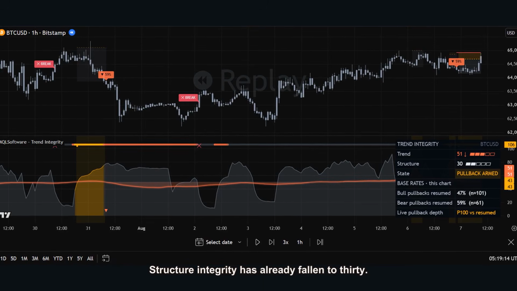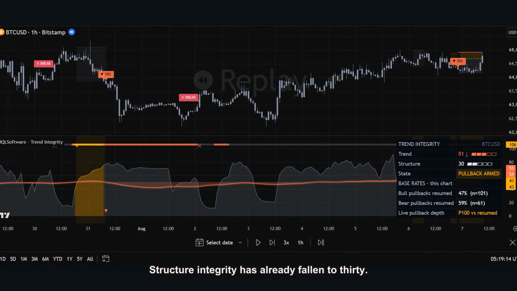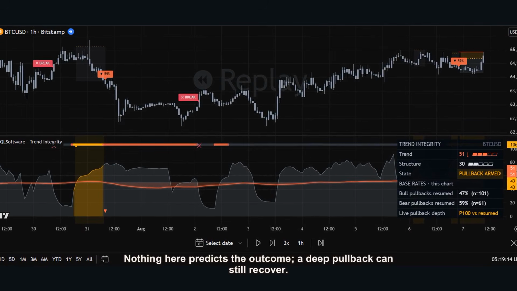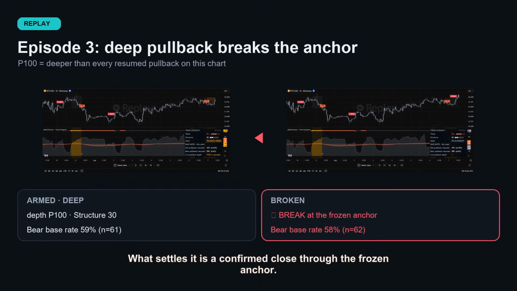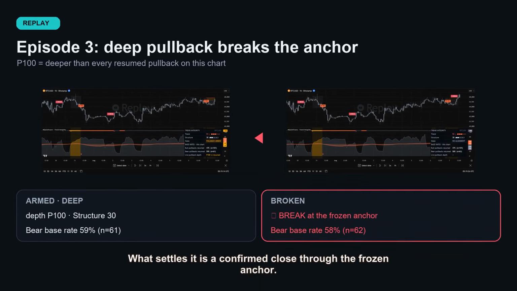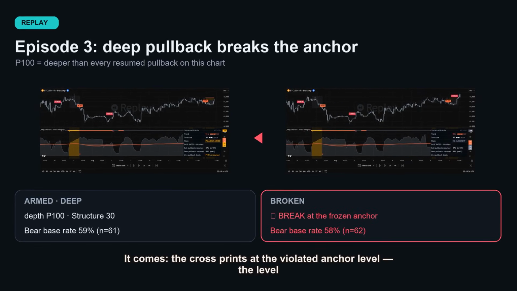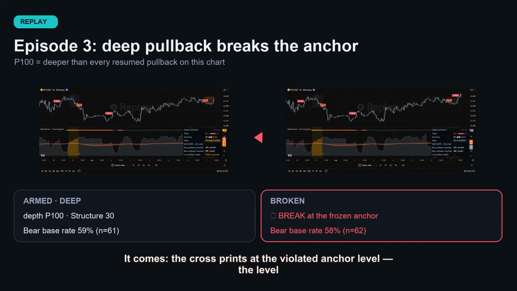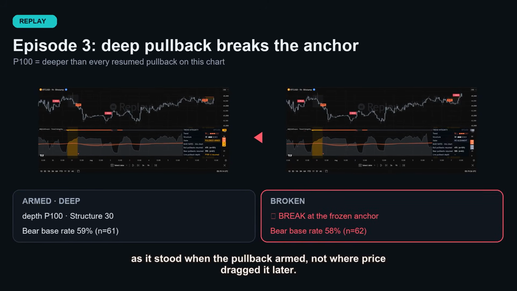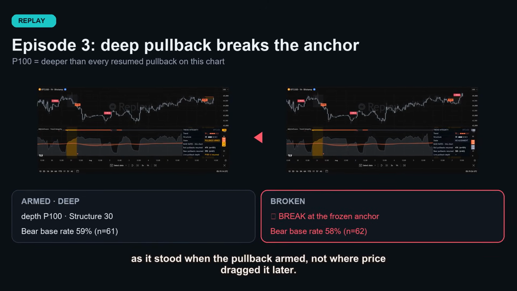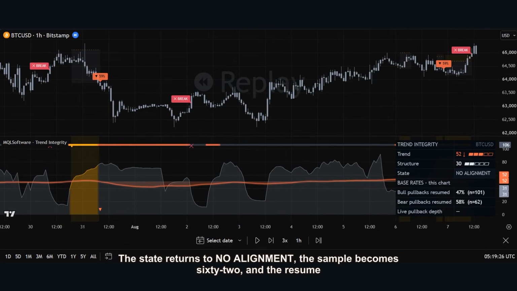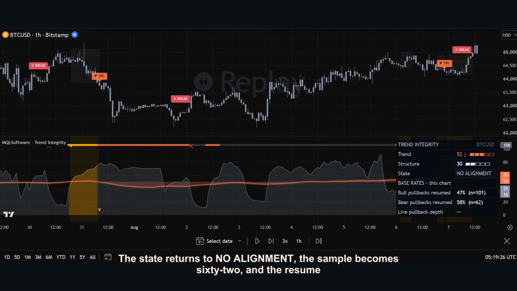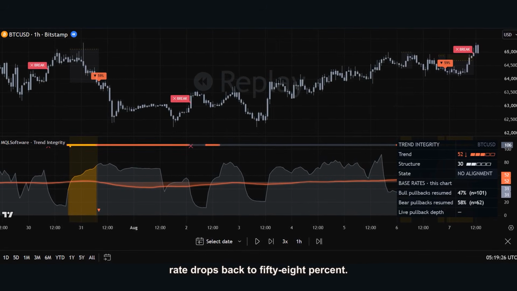Structure integrity has already fallen to 30. Nothing here predicts the outcome. A deep pullback can still recover. What settles it is a confirmed close through the frozen anchor. It comes. The cross prints at the violated anchor level, the level as it stood when the pullback armed, not where price dragged it later. The state returns to NO alignment. The sample becomes 62, and the resume rate drops back to 58%.